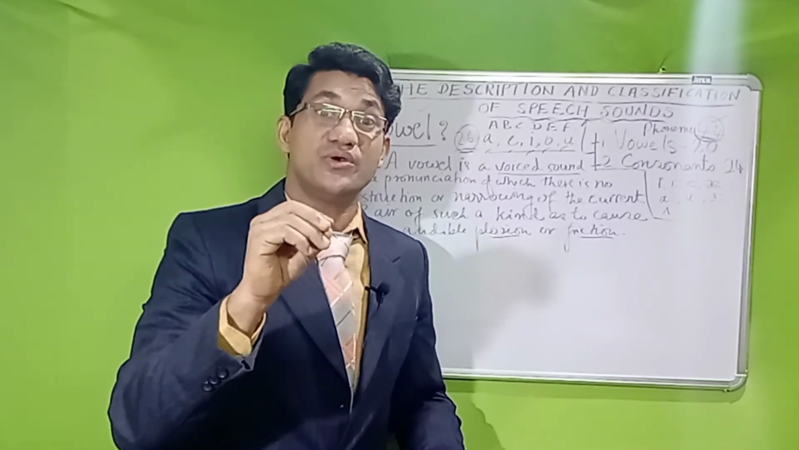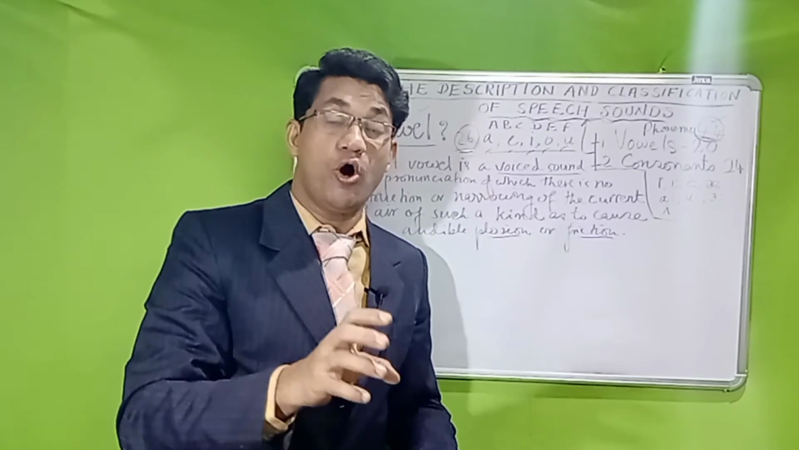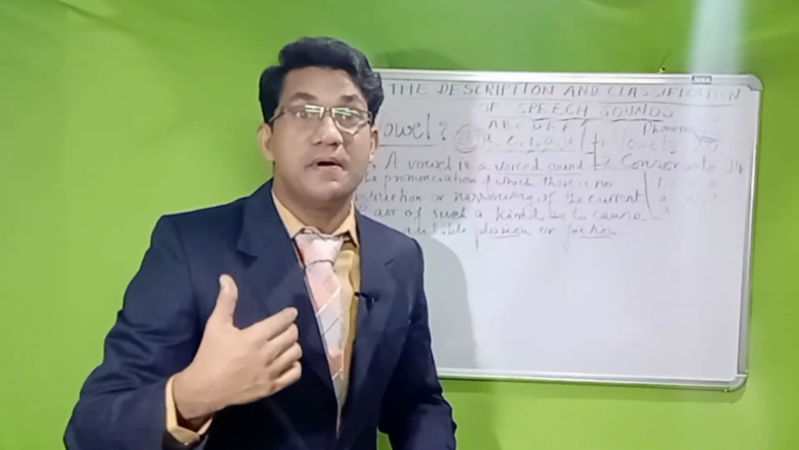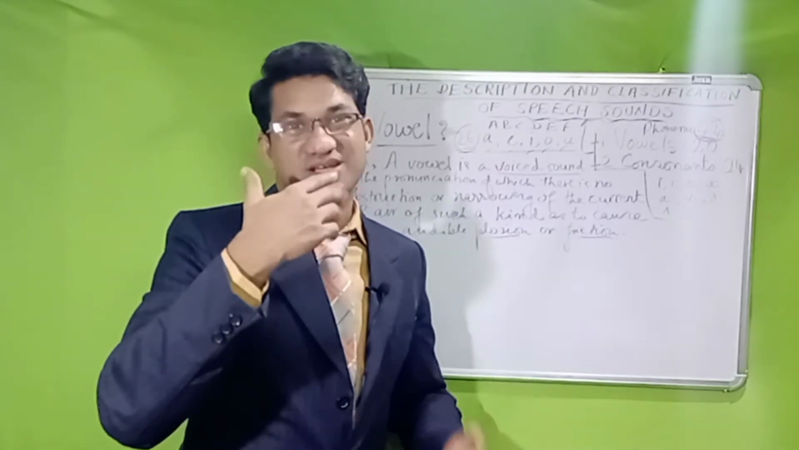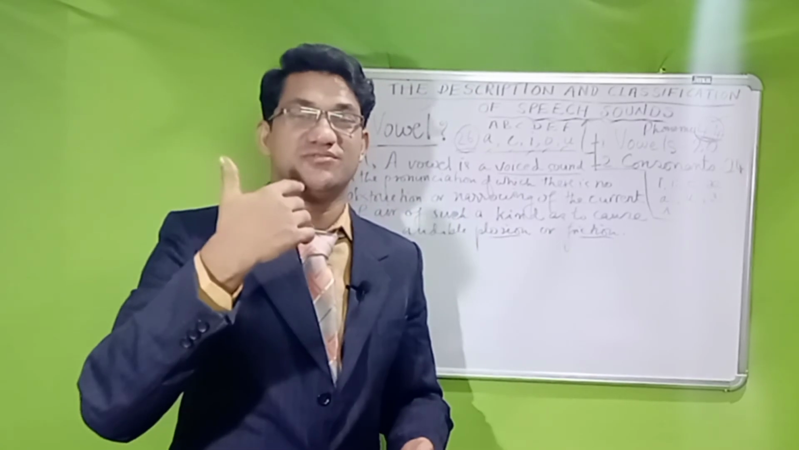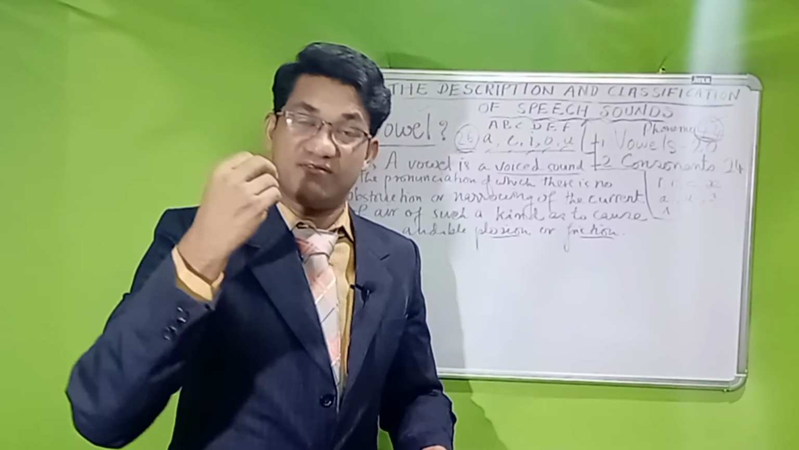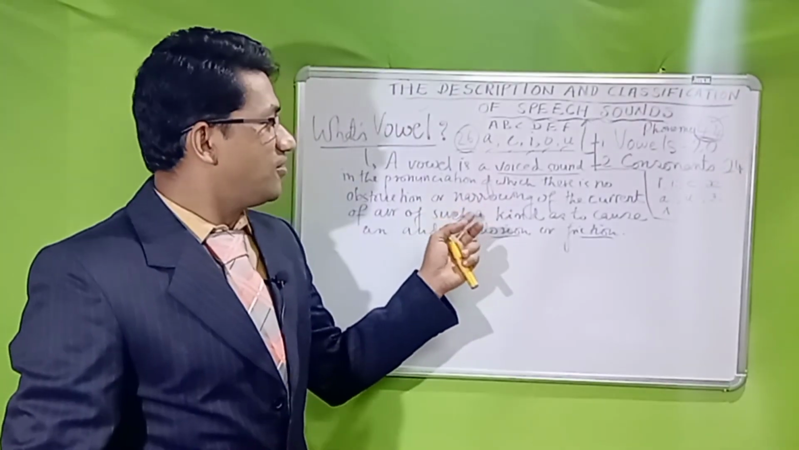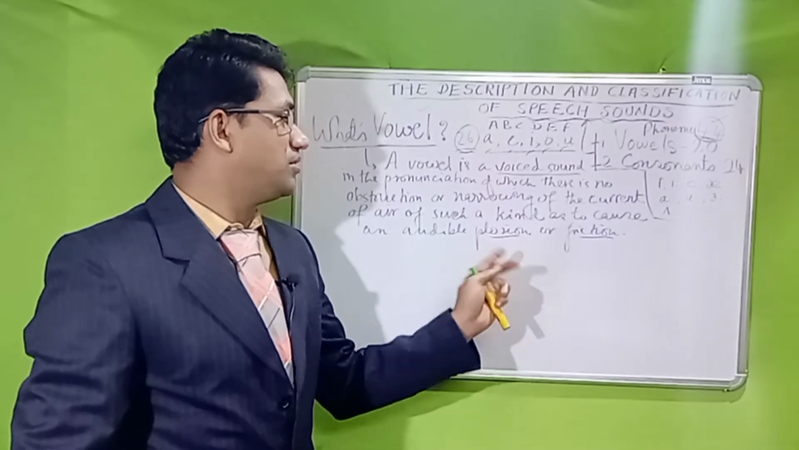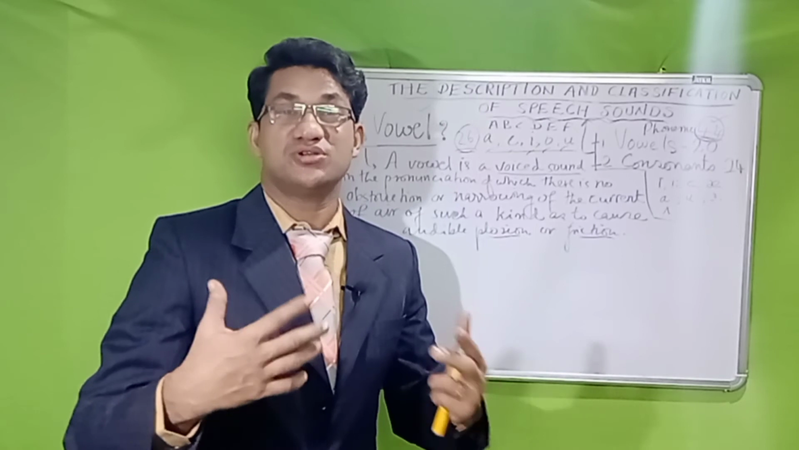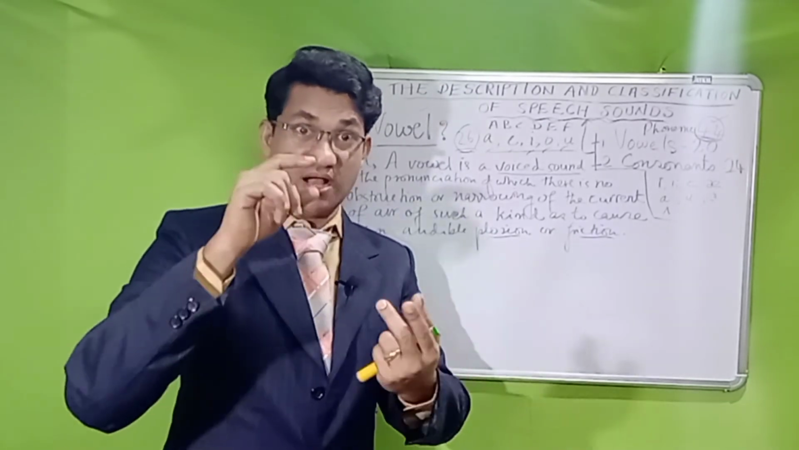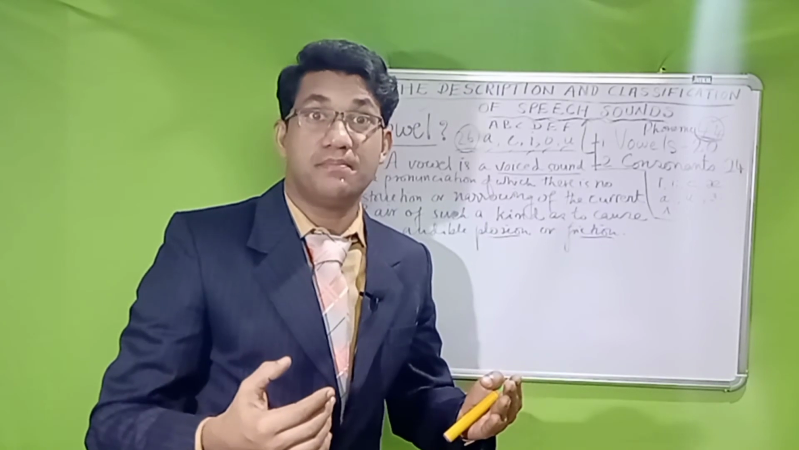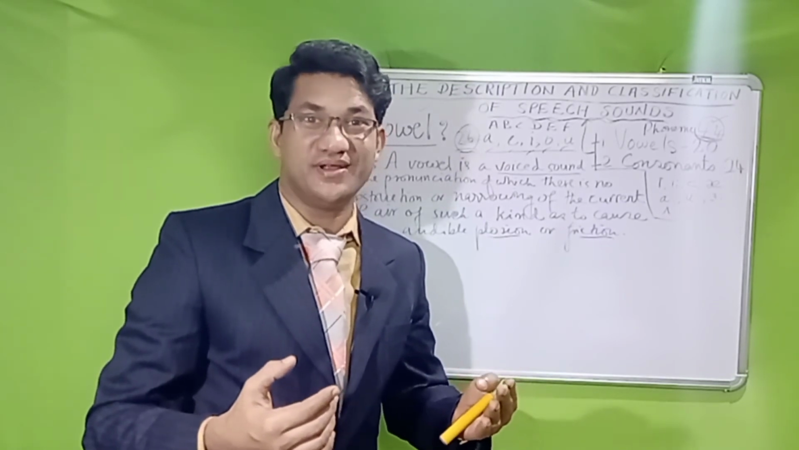So a vowel sound is a voiced sound in the pronunciation of which there is no obstruction. When we say E, there is no obstruction, unlike in P, F, B, where there is a closing. Some of the articulators, the active or the passive articulator, close and there is obstruction. But in vowel sounds there is no obstruction or narrowing of the current of air of such a kind as to cause audible plosion or friction. What do you mean by plosion? It is some kind of explosion. The active articulator and the passive articulator come into contact, and of course there is plosion, like in pen, bat, cat.